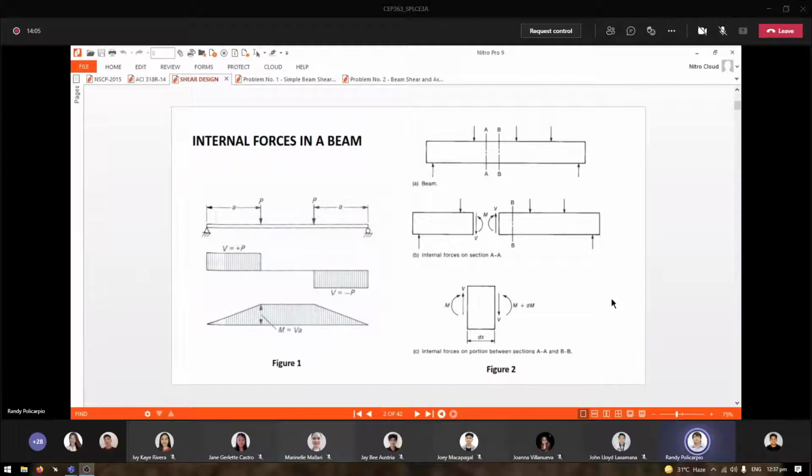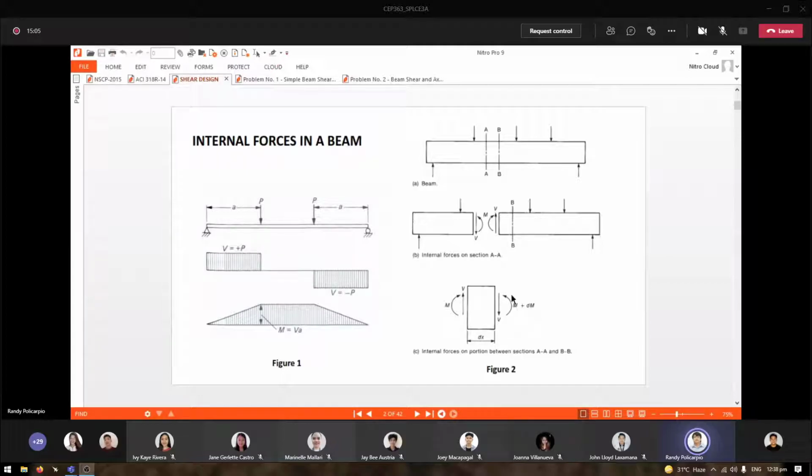Now, if we consider a differential length in our beam, cutting our beam at section A and at section B, having a differential distance dx, this is now our free body diagram at C. At the left section, your internal forces are V and your moment M. Now on the right side, at the cut section B, your shear is V acting downward, so that your system will be in equilibrium.